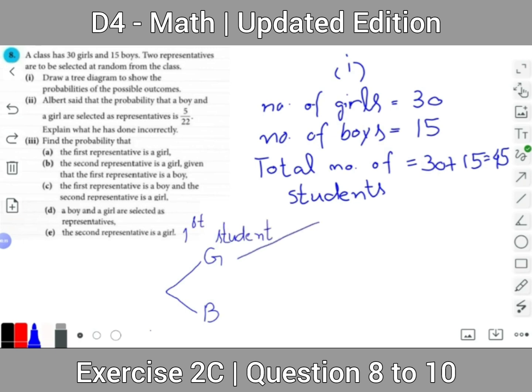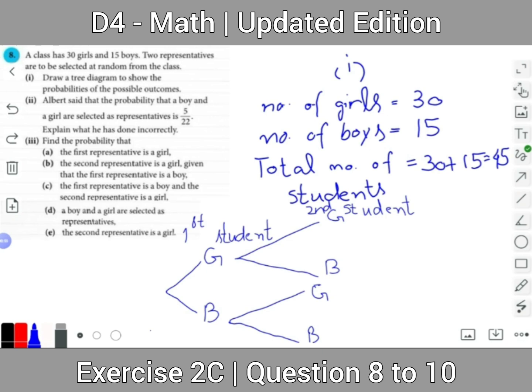From girl we have further two possibilities, and from boy we have further two possibilities. So in total it has four possibilities, girl and boy. Now this is for the second student. Now we are going to find out the probability that will occur at the end of each branch.